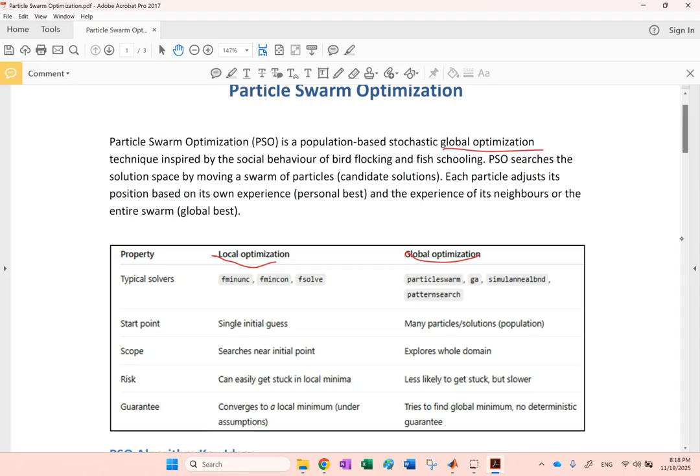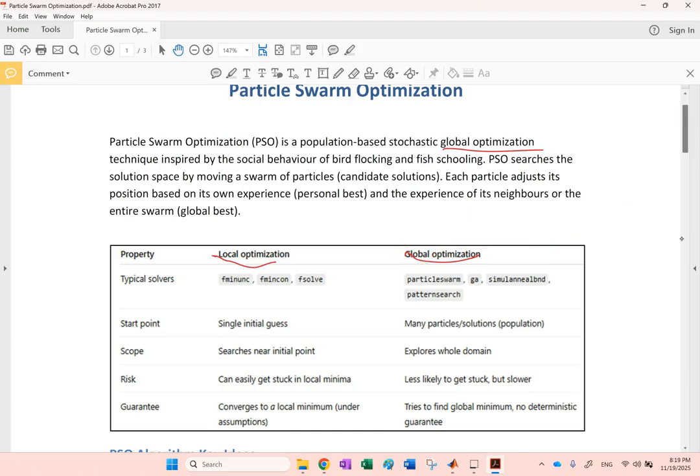And the goal of methods like this is to find that global one and not get trapped in the local one, right? So if you have a function that looks something like this, you don't want to find these guys. You want to find this one. Okay, now, is that guaranteed? Not necessarily, but the goal of this method is to find it.